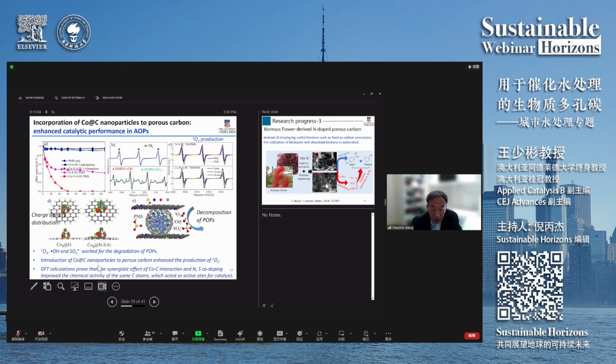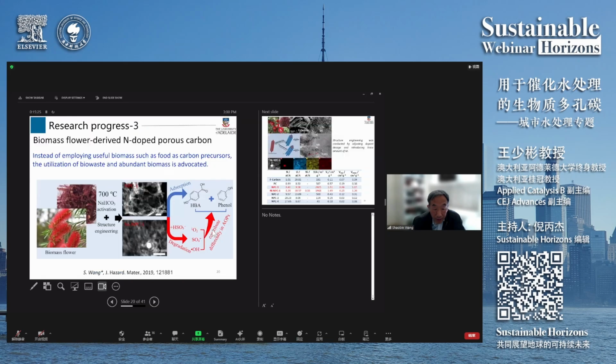So if we introduce those metals inside a system, there can be a much higher contribution from the non-radical based systems. And also, if we combine the two systems, the metal and non-metal will form a synergistic effect of reactive species for the degradations.